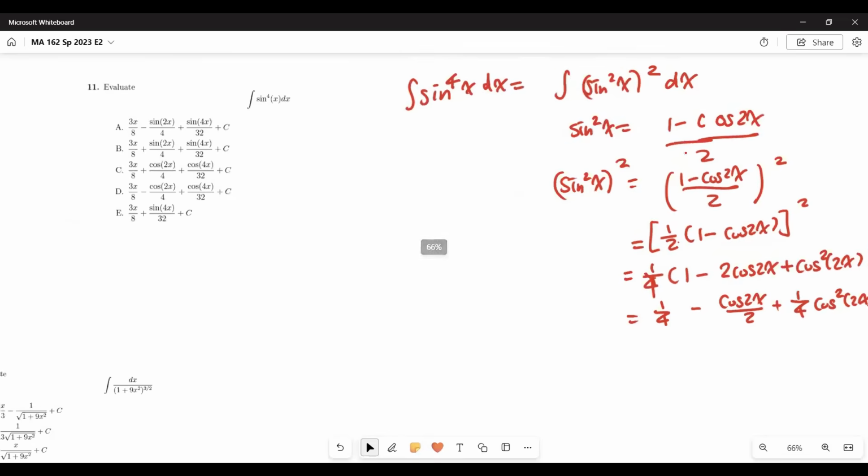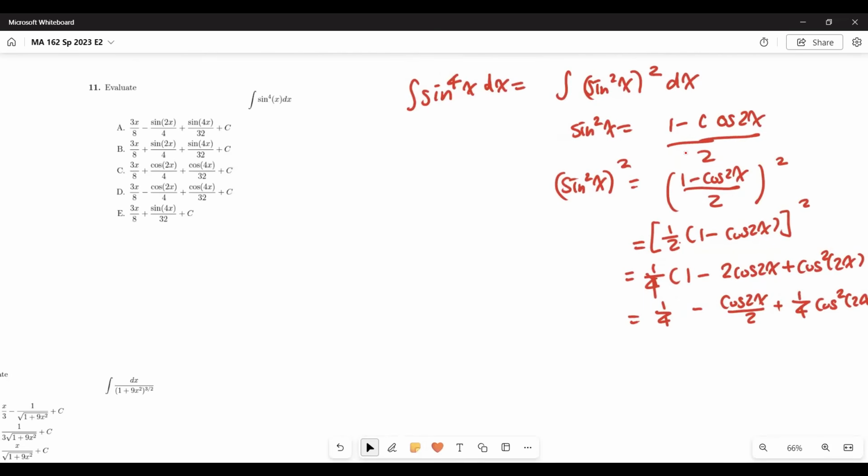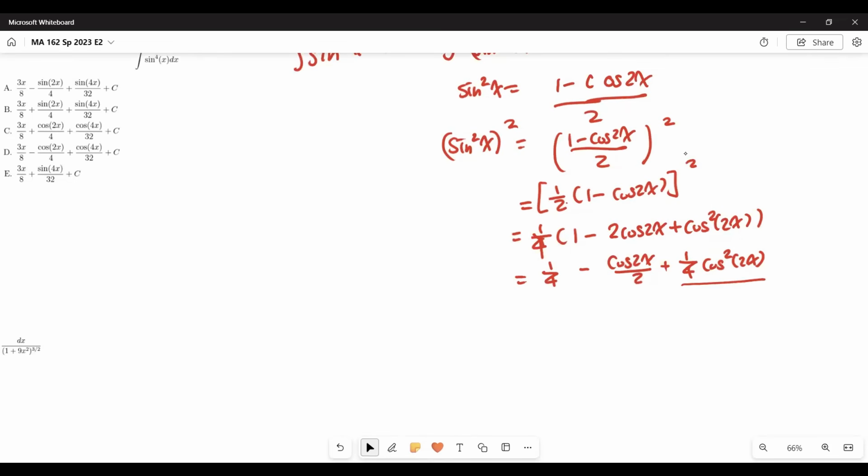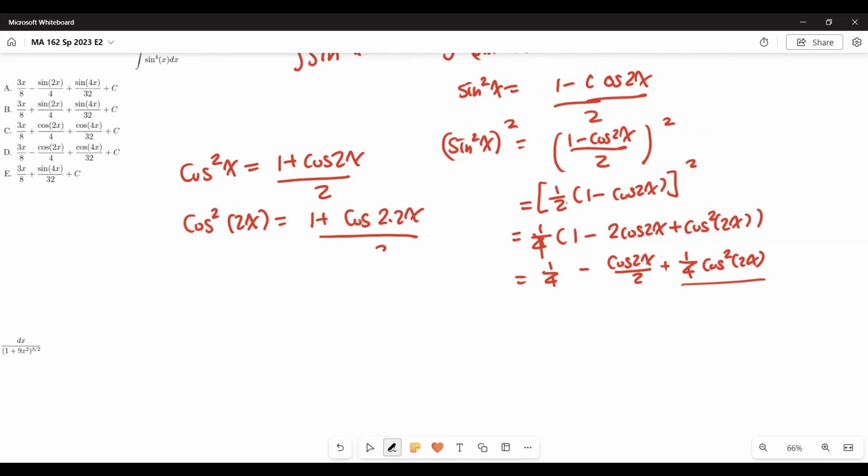We have that, and now we have to integrate it. Oh, actually, we have cosine squared 2x, right? We can write this using the double angle or half angle formula. I don't remember which one is which, but I know the formula. So there you go. You have to remember it for this midterm. Cosine squared x is the same as 1 plus cosine of 2x over 2. Since we have 2x, cosine squared 2x is equal to 1 plus cosine 2 times 2x over 2. So this becomes 1 plus cosine 4x over 2.